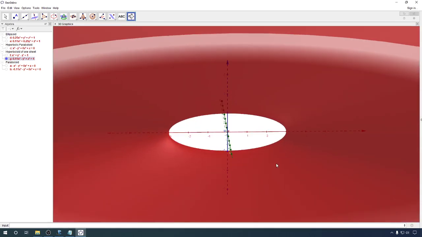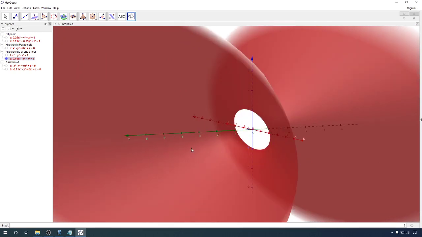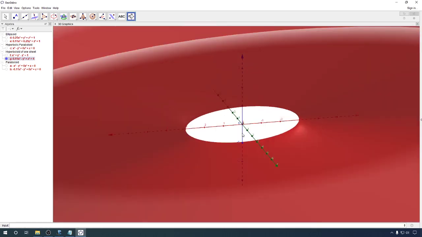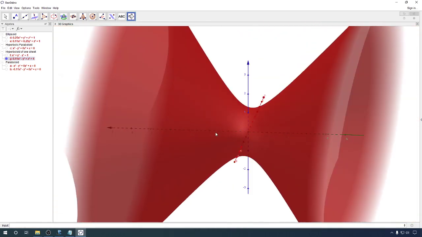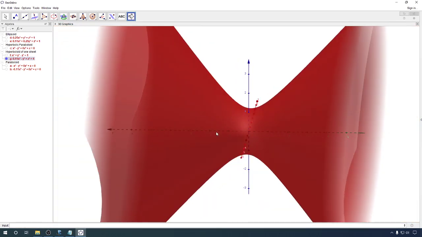But note that the axis that it's going around, the green axis here, is the y-axis, and that's the axis that has the negative sign. We have the negative on the y squared, and so that's what the surface is actually going around.